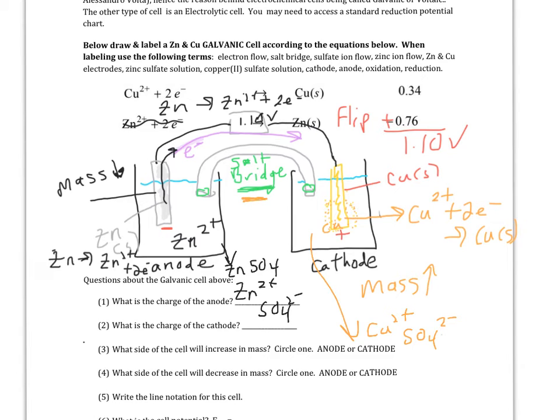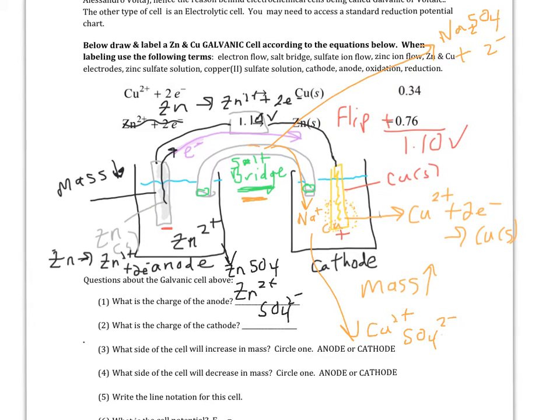And what I missed in here, what is actually in the salt bridge? I don't think I put it up here. The salt bridge has sodium sulfate, Na2SO4. And so that's the positive part and that's the negative part. So the positive ions will be going this way, and those are the Na+. So the Na+ ions are going this way.